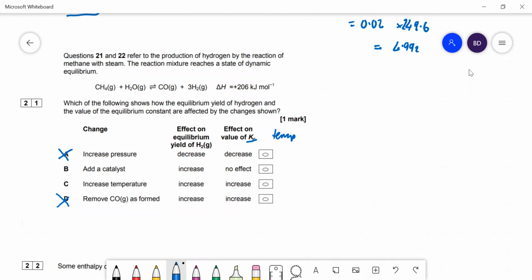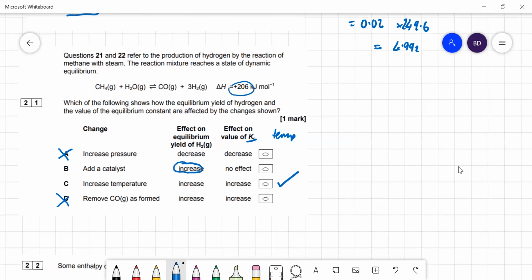Adding a catalyst does not change the amount at equilibrium, it's just the speed. So B is wrong for that reason. So without worrying too much about all the other things, C is going to be the right answer there. And let's just check. Increase the temperature, you would get a better yield because this is endothermic. And yeah, so that is the right answer.